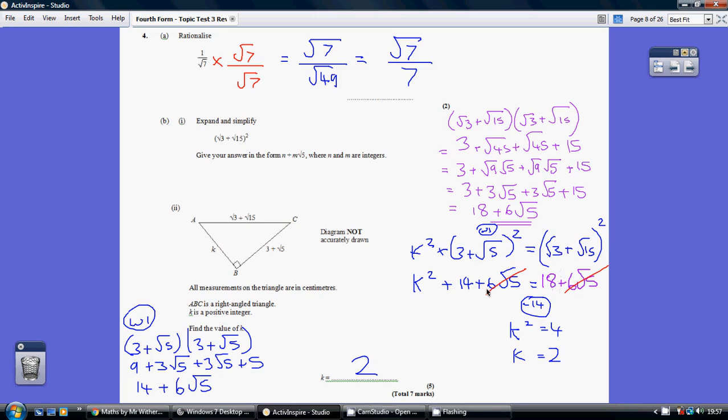Now you can see that we've got 6 root 5 on both sides, so we basically take that away from both sides, so that cancels, leaving us with k squared plus 14 equals 18. Take away 14 from both sides, k squared equals 4, so k equals 2. A tricky question.